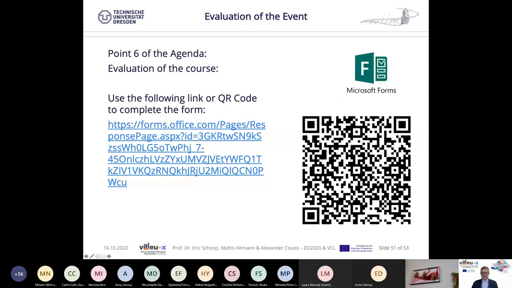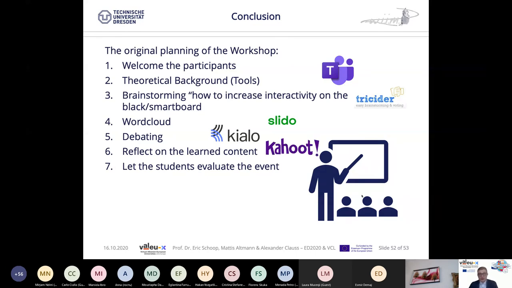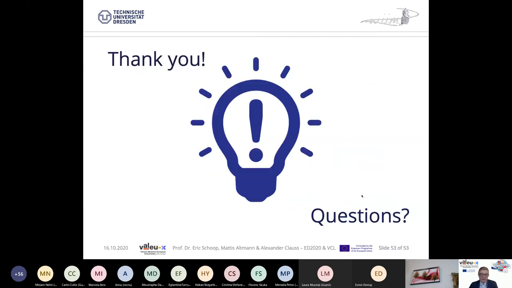So here's the QR code again, just to make a short recap. The original planning of the workshop you've seen. So we welcomed you through Teams and made the theoretical background, had our brainstorming with Tricider, made a word cloud with Slido, could have debated with Kialo, reflected on the learned content with Kahoot, and let the students or participants evaluate the event with Microsoft Forms.